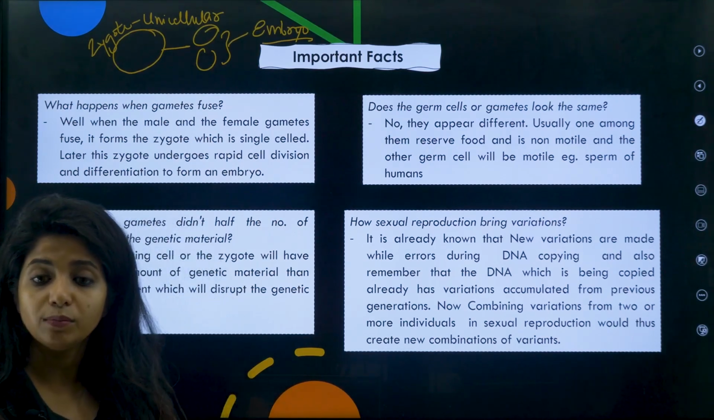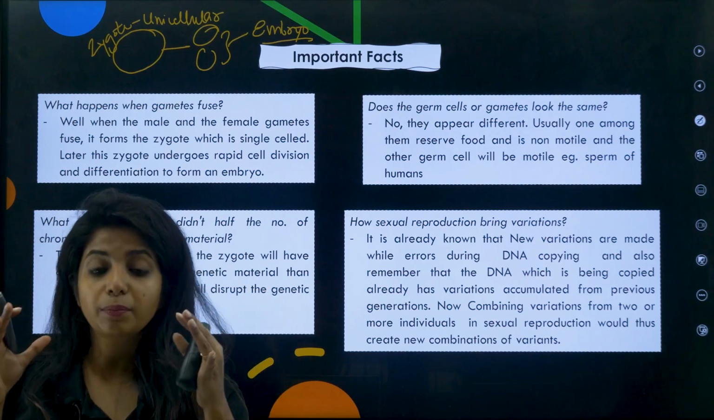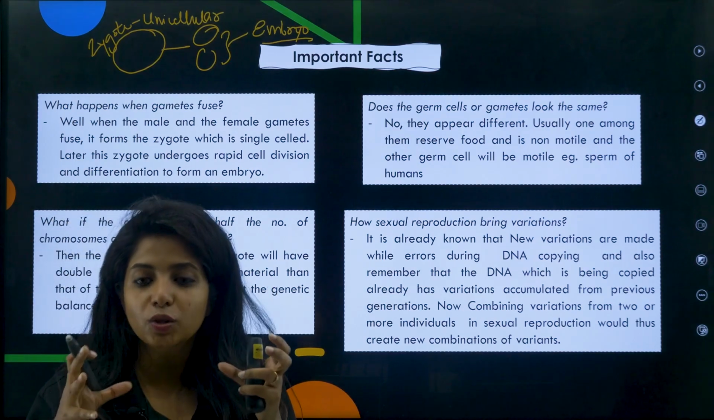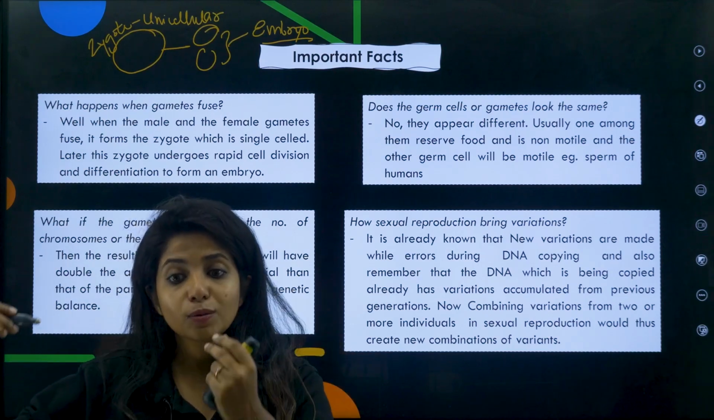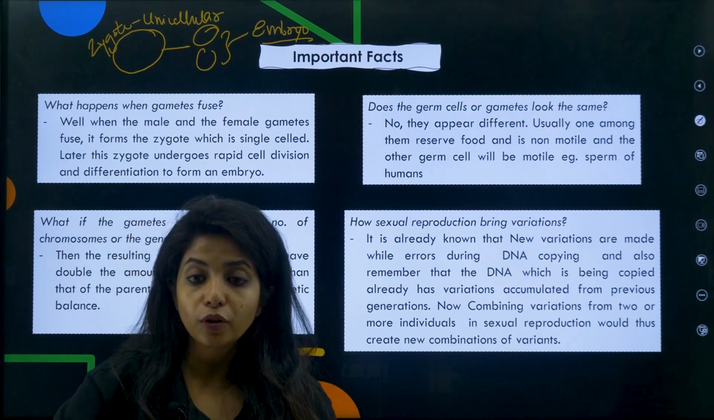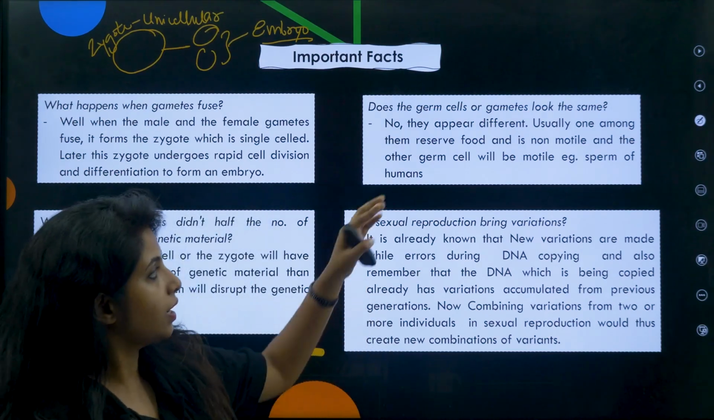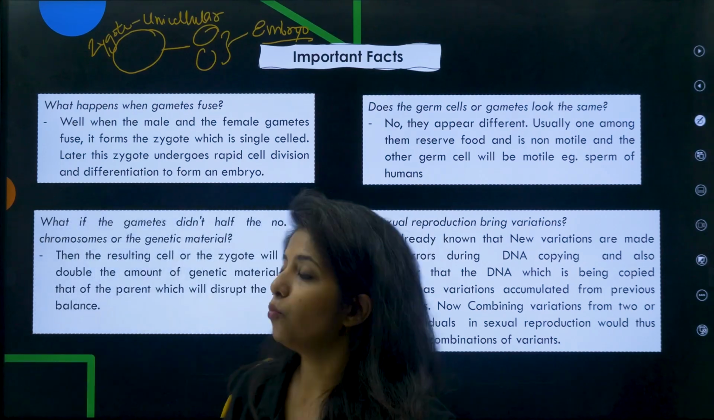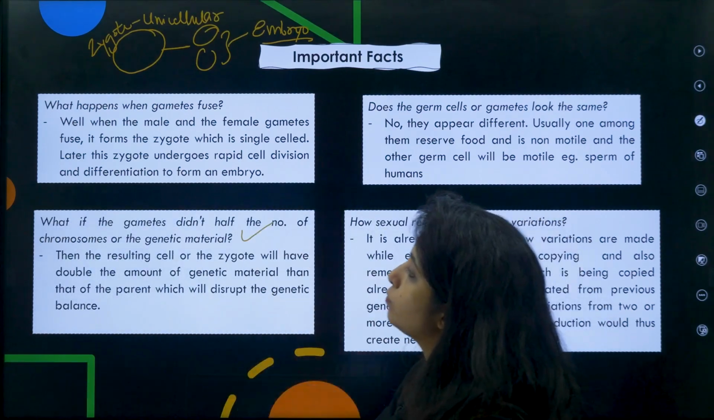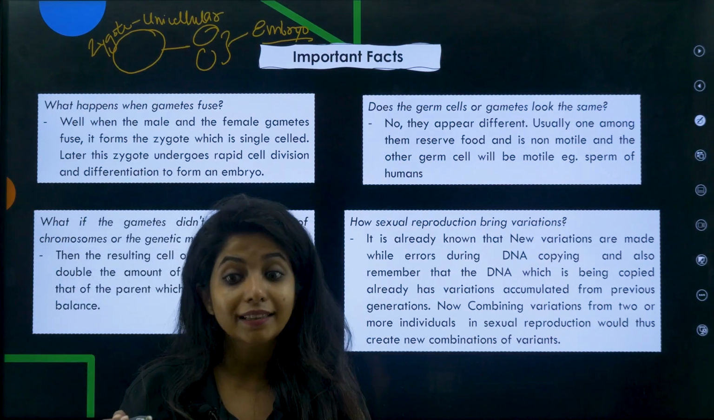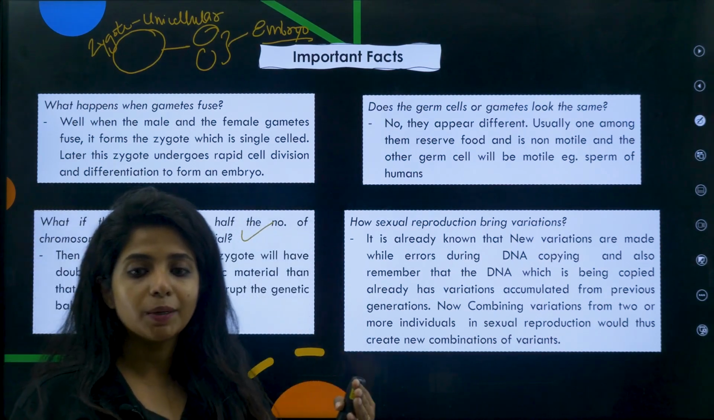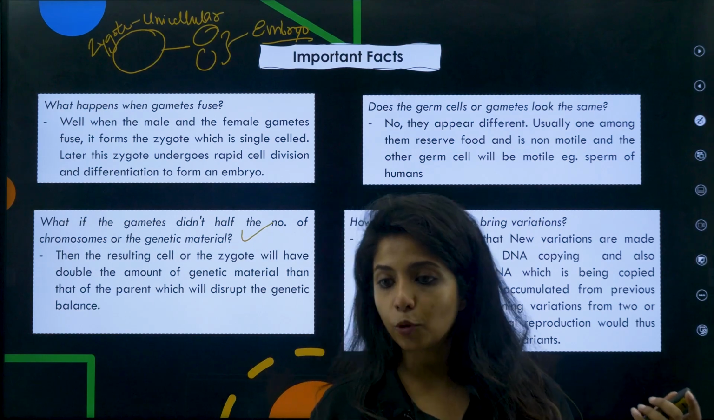Okay, do the germ cells or gametes look the same? They do not look the same. They are entirely different. One will be storing all the food and everything. That's why it's non-motile. So in the human's case, the ovum is non-motile, whereas the sperm is just responsible for movement, for motility, and that will obviously be motile. Now, what if the gametes didn't have half the number of chromosomes or genetic material? Obviously, there will be double the amount of genetic material, double the amount of proteins as well.